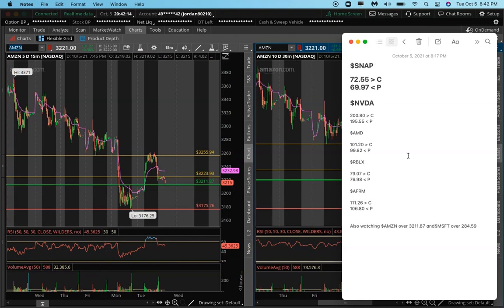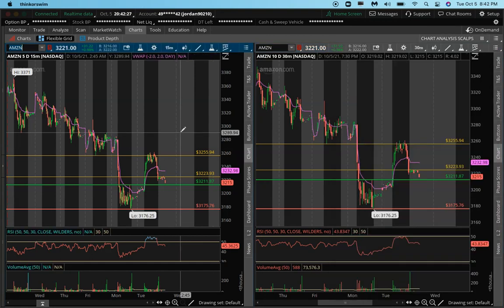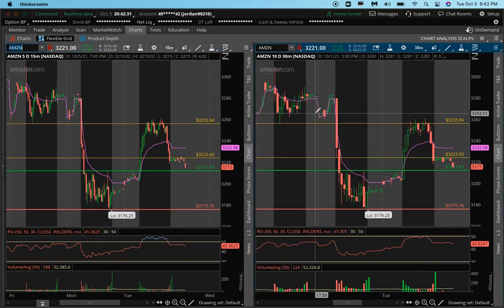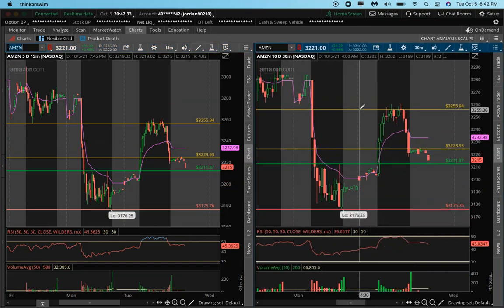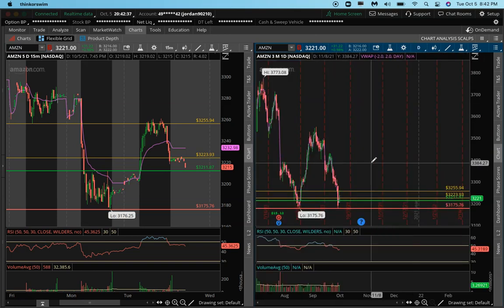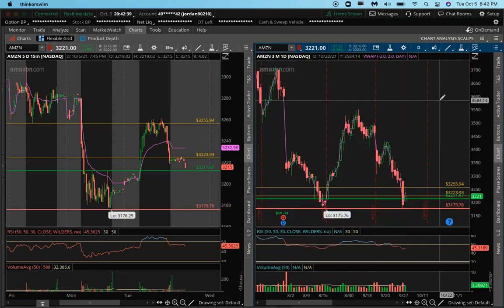So here you guys can see was the watch list from today in my notes. So I had Snapchat, Nvidia, AMD, Roblox, Affirm, Amazon, and Microsoft. So first, you guys can see here on Amazon, this is a 5-day, 15-minute chart, and then this is a 10-day, 30-minute. So one of the first things I'm looking at here is on the 3-month, 1-day. I was saying that this was a very important area of support for Amazon.